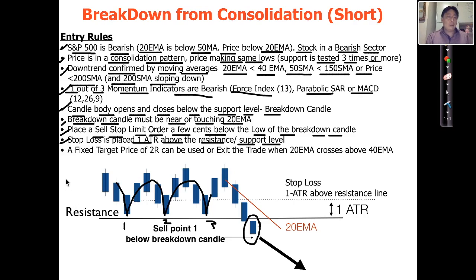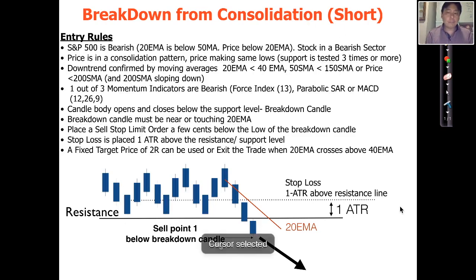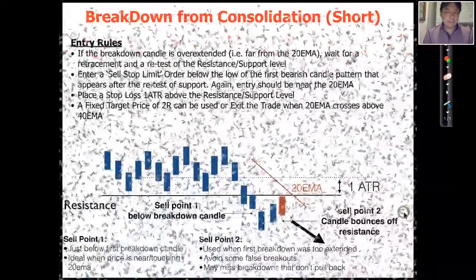Okay. Now, again, when you exit the trade, similarly, you can place a fixed target price 2R below your entry price, or you can exit the trade when the trend reverses up, when the 20 EMA reverses above the 40 EMA. So again, there are 2 options for exiting this trade. All right, let it sink in. Okay, let's look at a few examples.